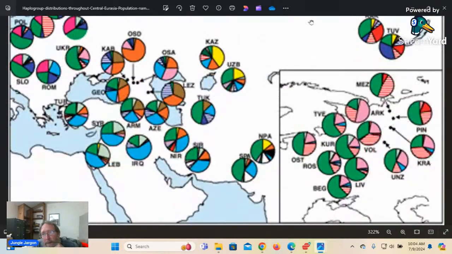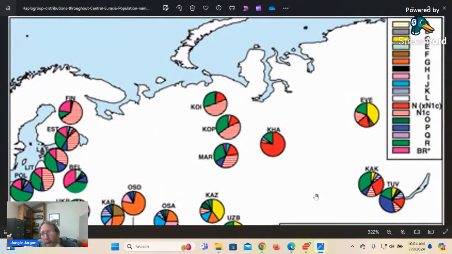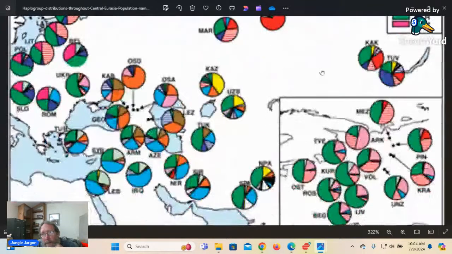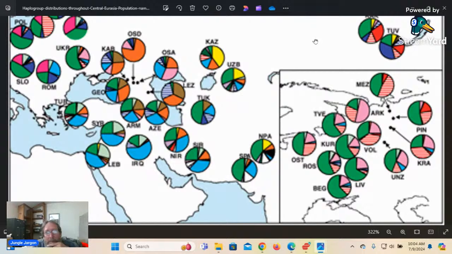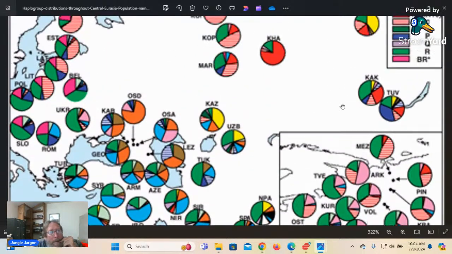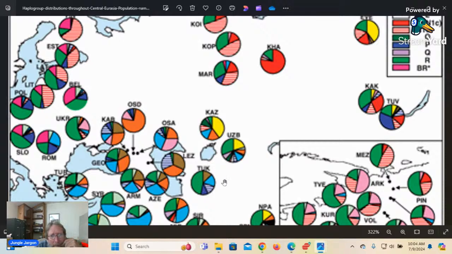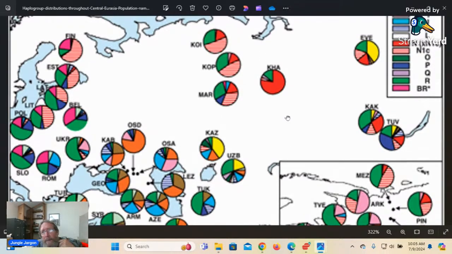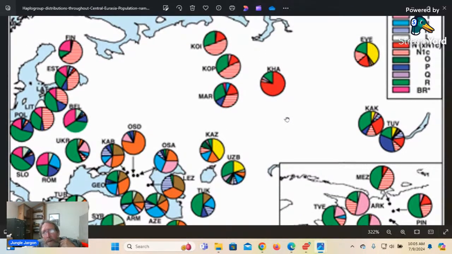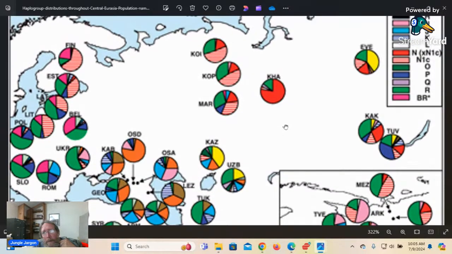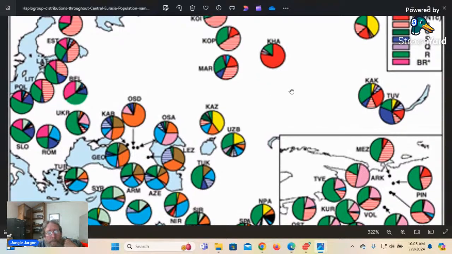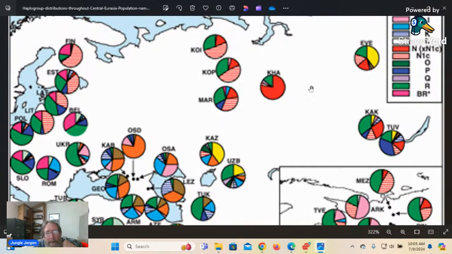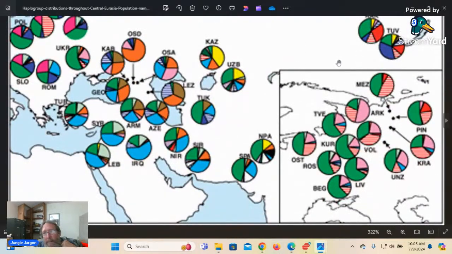The lime green is Gomer, and the dark green is O, which is not represented very much here. But there's a dark green there in Kazakhstan, which would be the O for Magog as well. But then with the N being Magog, now we have Magog more in the area of what it's known to be, or known to have been.